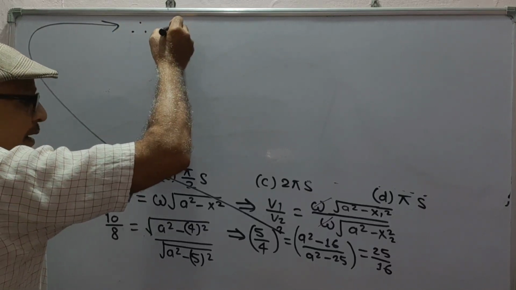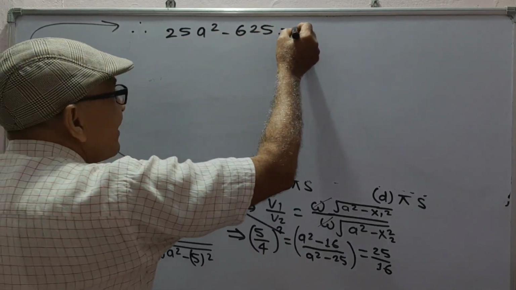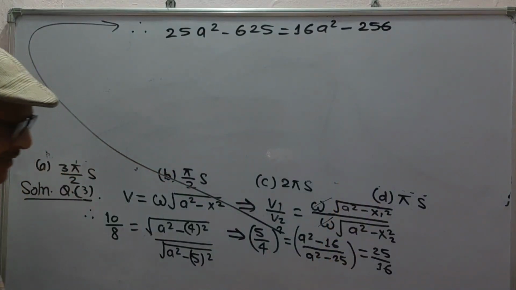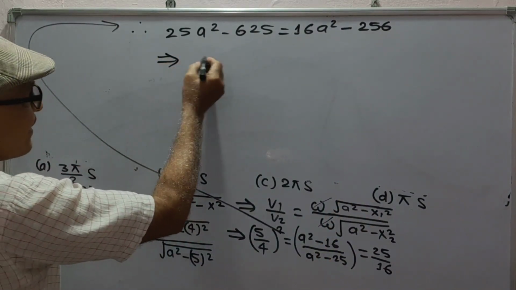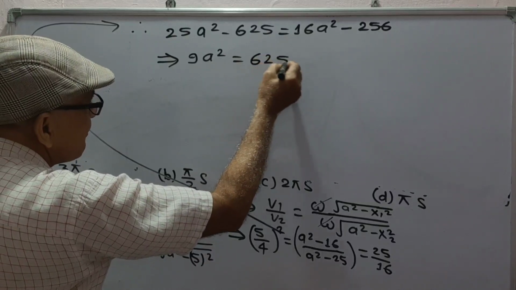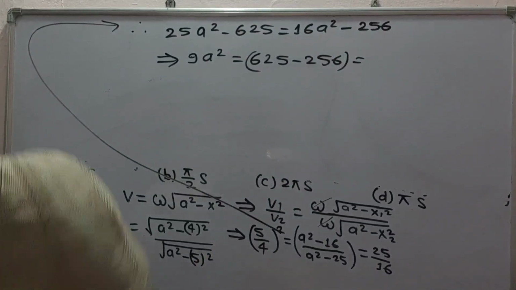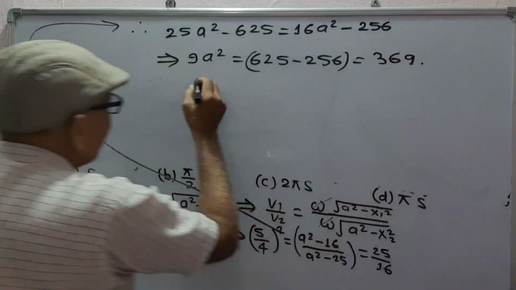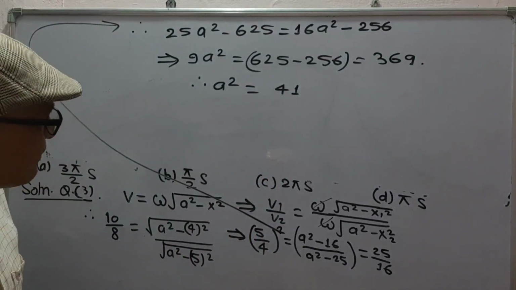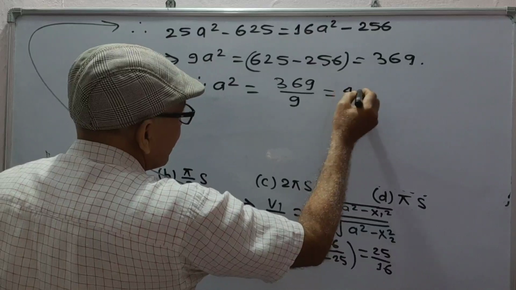Therefore, 25 A square minus 625 is equal to 16 A square minus 256, that is 16 into 16, which gives 9 A square is equal to 625 minus 256, which is 369, which gives A square as 369 upon 9, which means 41.